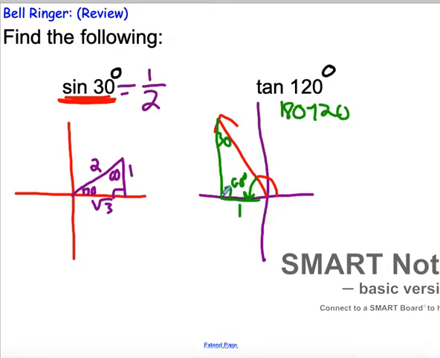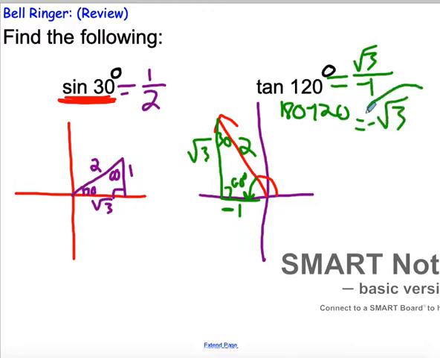Now remember, we go over 1 to the left, so it's got to be -1. You go up on the y-axis, so that's positive, but this would be square root of 3. And the r, or the hypotenuse, is always going to be 2. Positive. It's always going to be positive, not always going to be 2, sorry. So tangent is opposite, which is square root of 3, over adjacent, which is -1. So it equals negative square root of 3.